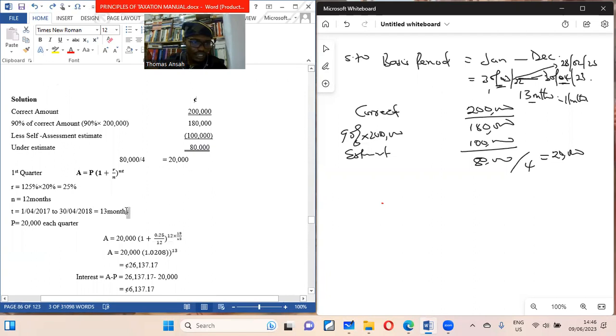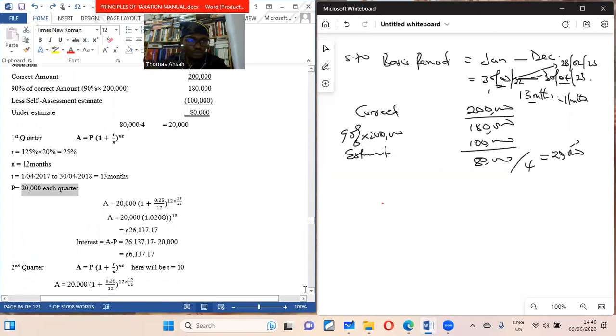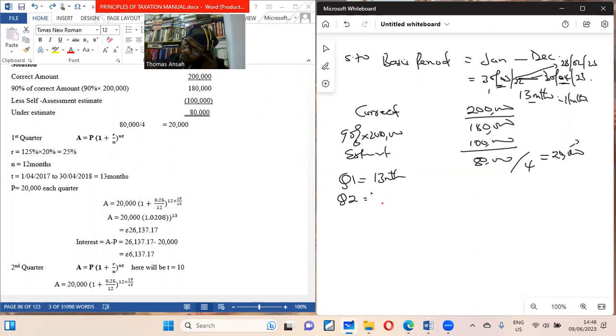Then P, the amount we are looking at, is the quarterly payment over here. So each quarter you calculated. So let's take the first quarter. When you are counting Q1, it will be 13 months. Q2 will be how many months? It's 10 months. Q3, you'll be calculating it on how many months? 7 months, right? Then Q4 will be calculated on how many months? 4 months. All right, so that is that.